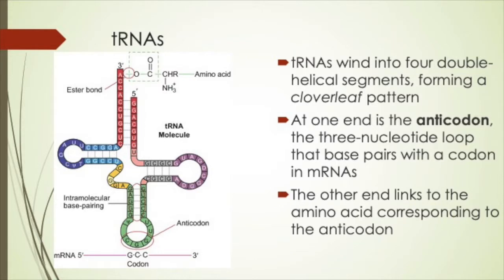All right, so tRNAs kind of look like this little clover leaf helical molecule. And it is actually made up of RNA. At one end is an anticodon, right? And it's bound to the mRNA at some point.